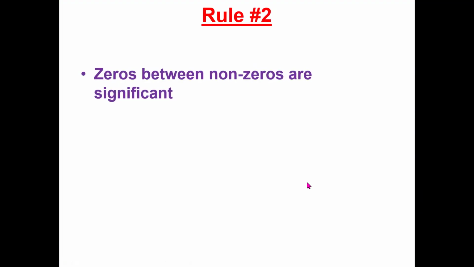Rule number 2: zeros between non-zeros are significant. For example, I have written 7003. There are four significant figures because we started with a non-zero and we end with a non-zero again. In between we have zeros. So 7003 has four significant figures. Then 40.9 has three significant figures. The zero included is counted here.